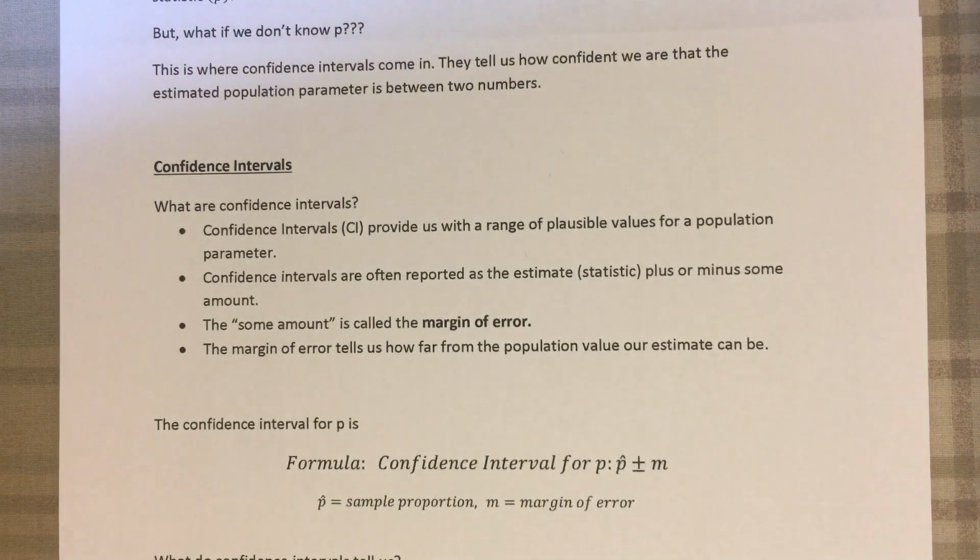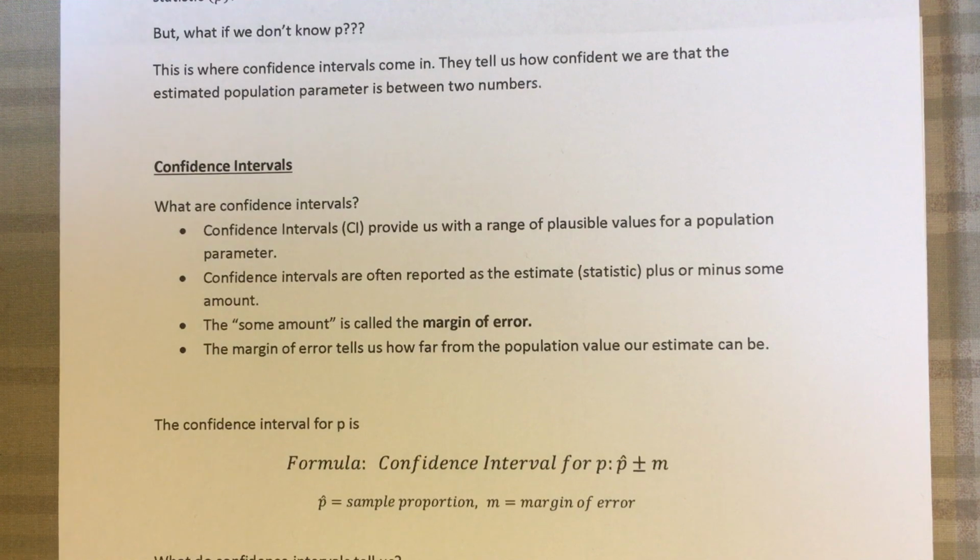Our confidence intervals provide us with a range of plausible values for a population parameter. They are often reported as our estimate, our statistic, plus or minus some amount. That amount that we are adding or subtracting is called our margin of error. The margin of error tells us how far from the population value our estimate can be. So what we see here is a general formula for setting up our confidence intervals for population proportions. Our confidence interval is our p hat, our sample proportion, plus or minus our margin of error.